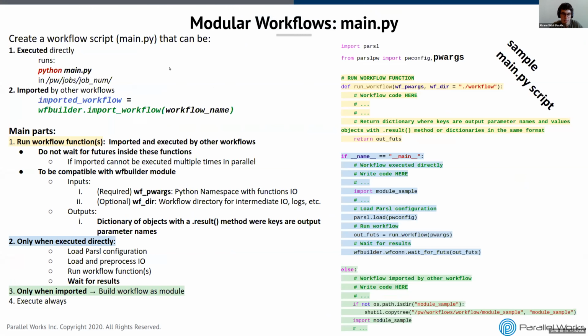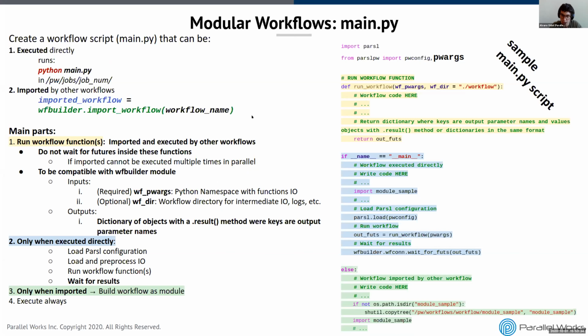It is going to get the input and output definitions that we saw in the form from a Python namespace that is imported here at the top of the script from the Parsl PW module. But in addition to this, now we also want workflows to be imported by other workflows. So we need to make this main.py in a particular way. I'm showing here the 4 parts that it needs to have.